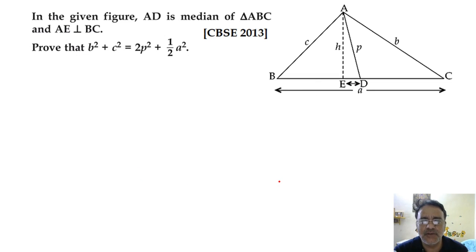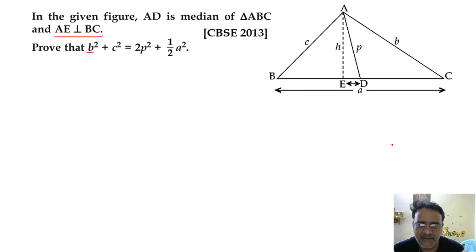This is a CBSE 2013 question. In the given figure, AD is the median of triangle ABC and AE is perpendicular to BC. We have to show that B square plus C square is equal to 2 times P square plus half of A square. Now this is very similar to the question we did first, the 2015 exam question. Okay, so let us start with B.